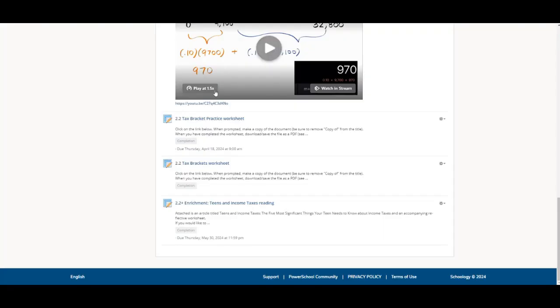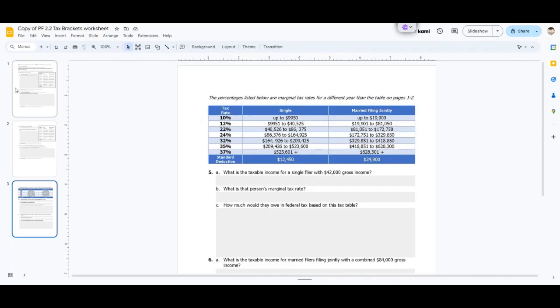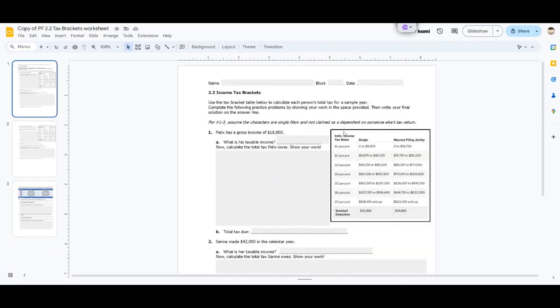All right. So if you head back to the 2.2 page on Schoology, you'll notice that there's an additional tax brackets worksheet. This tax brackets practice worksheet is what we did yesterday, is what we just talked through. This 2.2 tax brackets worksheet is what you'll do today. It's set up very similarly. Okay. So here's the tax brackets worksheet.